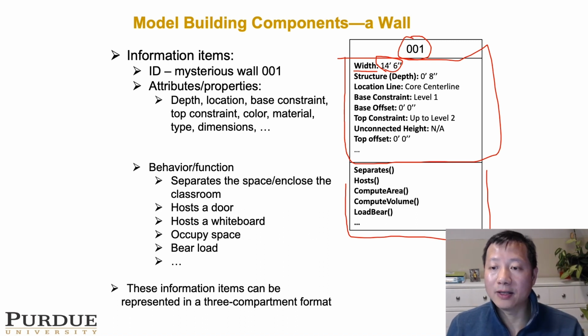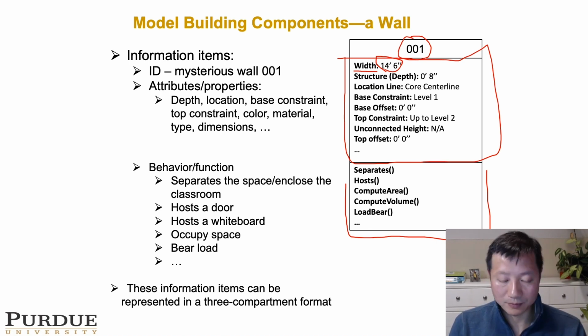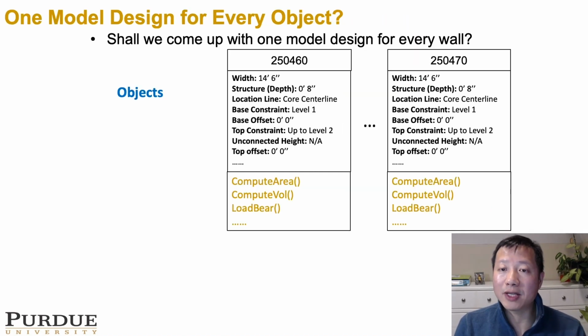And this shows they are all represented as functions. So now let's carry it a little bit further, right? We can have many walls in a building. So let's say we have 2 walls, 250460. That's one wall with an ID, and another wall with an ID of 250470. So these two values are different, and they help to uniquely identify each object.